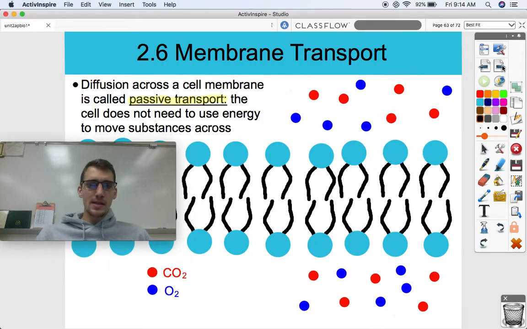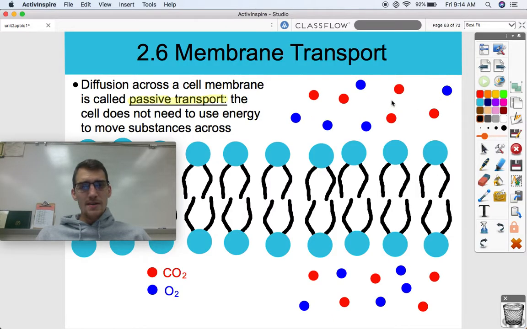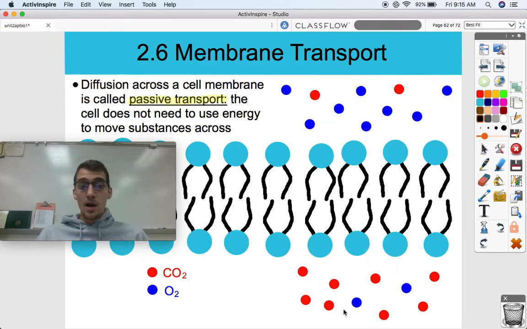Now, how does a cell do that? Well, a cell can rely a little bit upon diffusion for that to happen. If you look closely here, there's a high concentration of blue, a high concentration of red, and then an even concentration of blue and red on either side. This represents what we call equilibrium. There's no more concentration gradient. There are two concentration gradients here: red's going to move out and blue's going to move in.